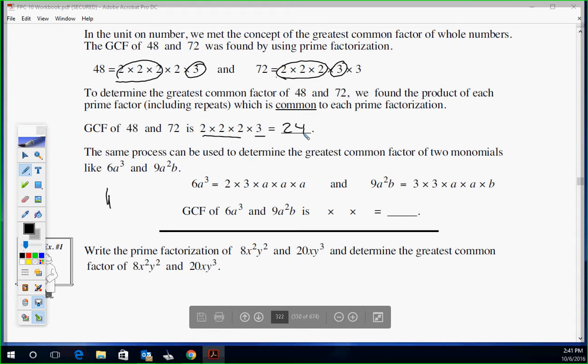So 6 breaks down to 2 times 3. I have 3 A's. 9 breaks down to 3 times 3. I have 2 A's and a B. So we go through. What do they have in common? They have 1 3, 2 A's, and that's it. So 3A and A, so the GCF is 3A squared. That's your greatest common factor of those two terms.